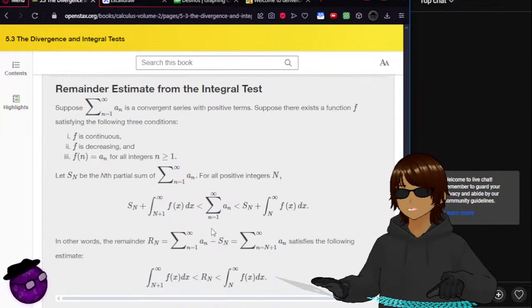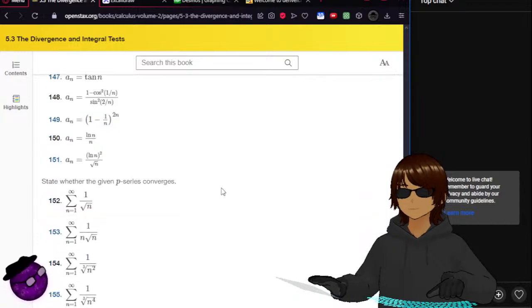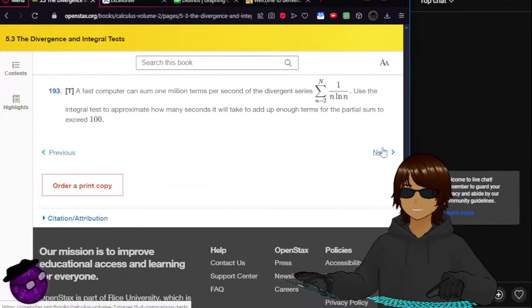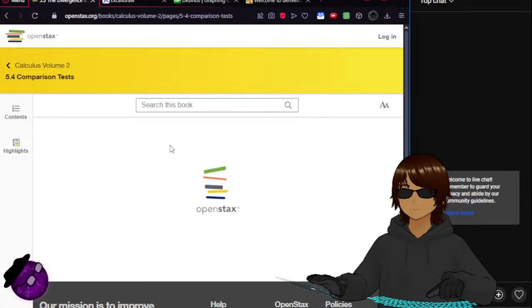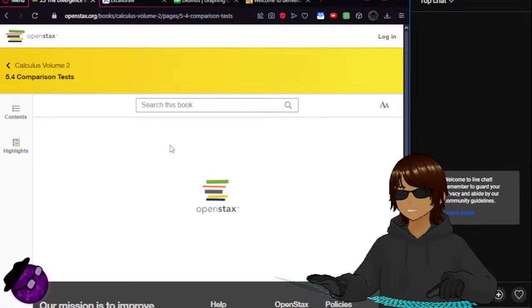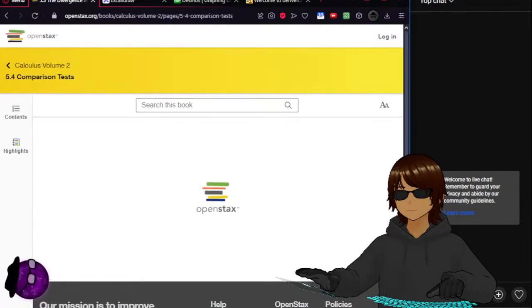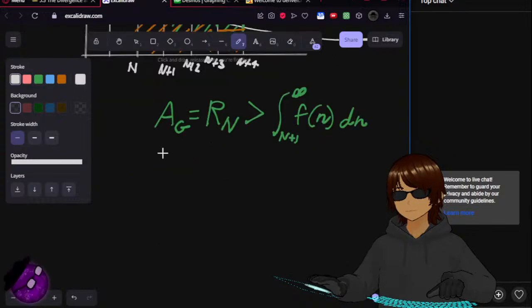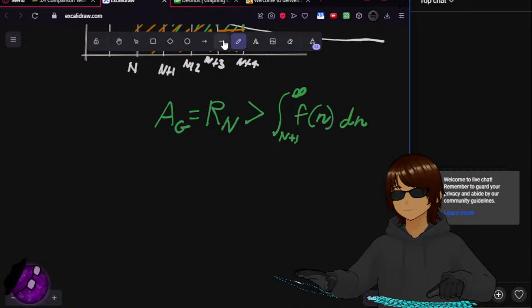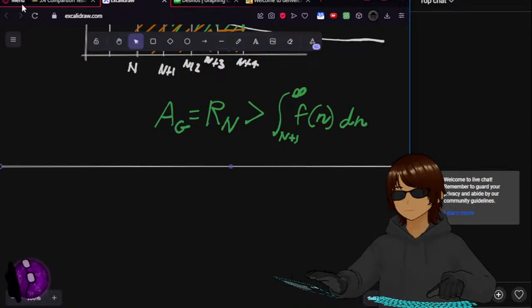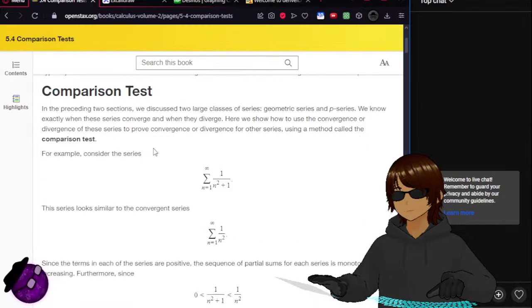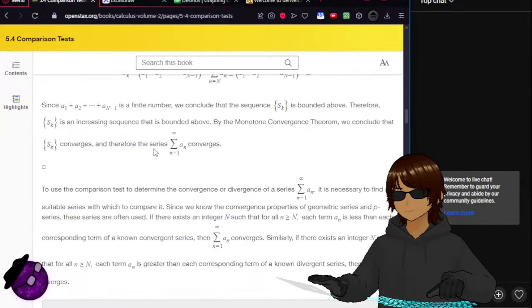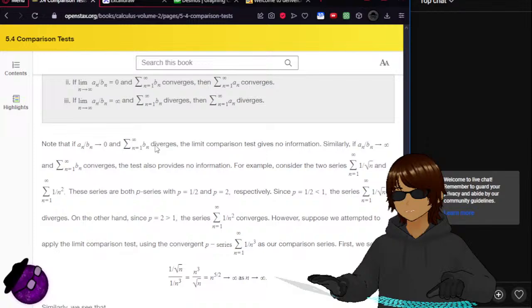I think the way they introduced it kind of confused me. Should I do the next chapter? Wanna see how long this is? Okay, it doesn't seem that long.